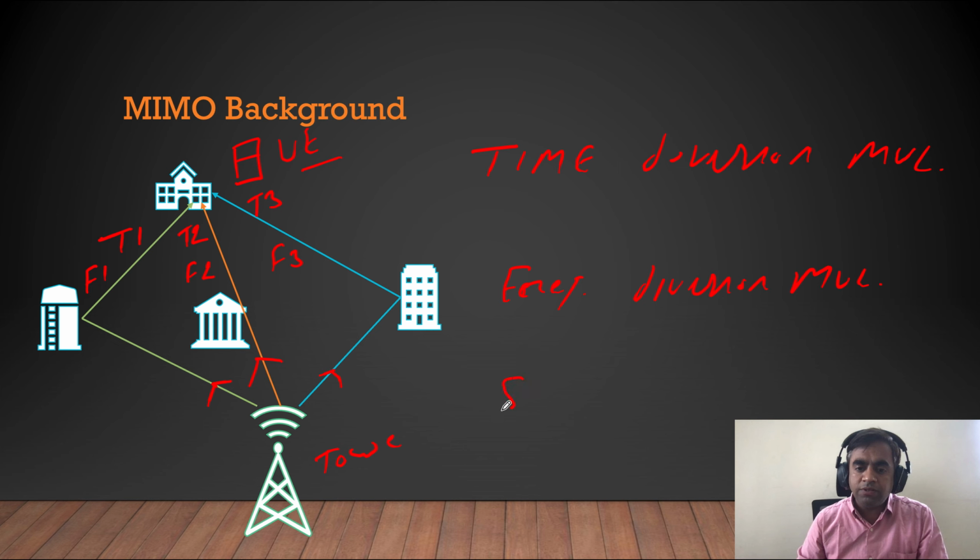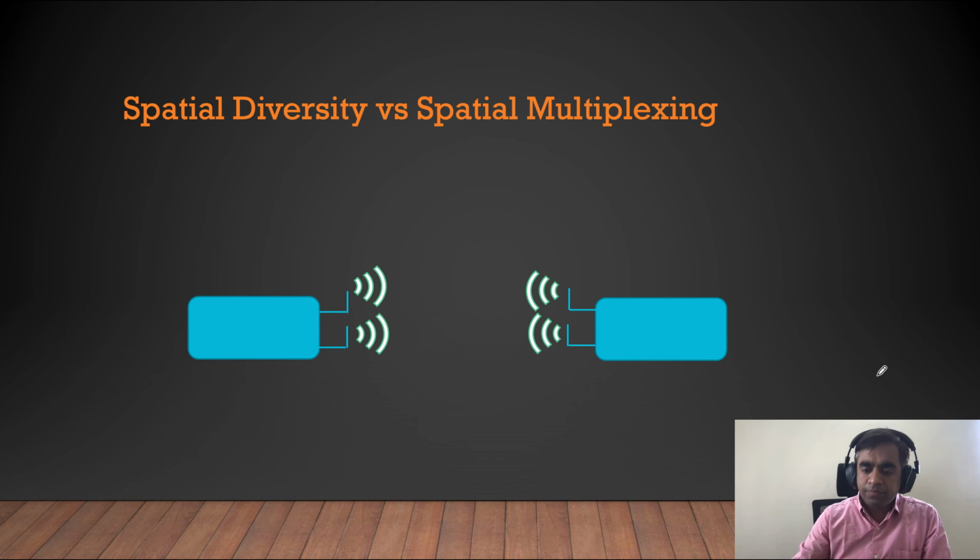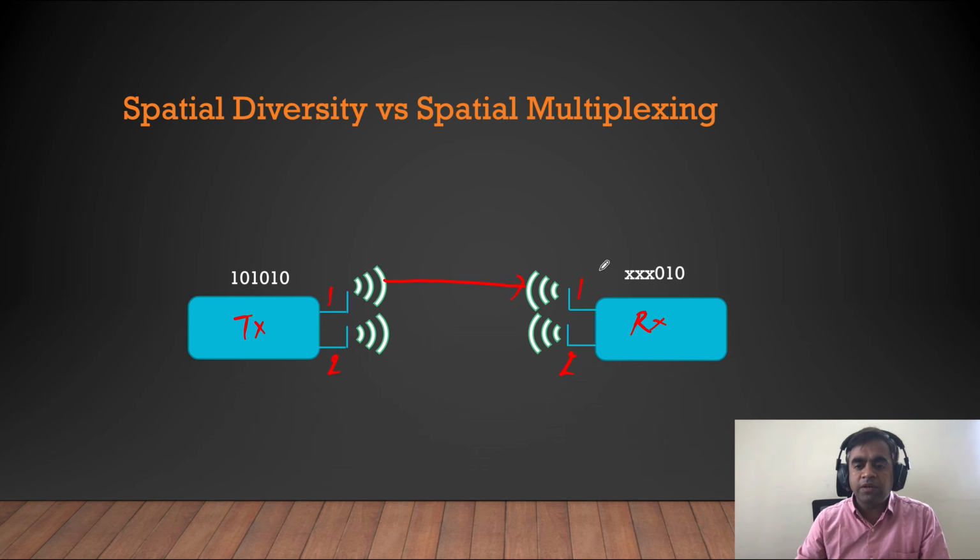Along with it, there was another technology called space division multiplexing. What we mean by space division multiplexing is that you put multiple antennas. So this is your antenna 1, this is your antenna 2 on the transmitter side, and this is the receiver side. Then you send the information over different radio paths via these two antennas. So you are sending the information 10101. If this information is sent only over this path, there are chances that some of the information may get lost. But if the same information is sent here as well as here, there are high chances that the same information will be received.